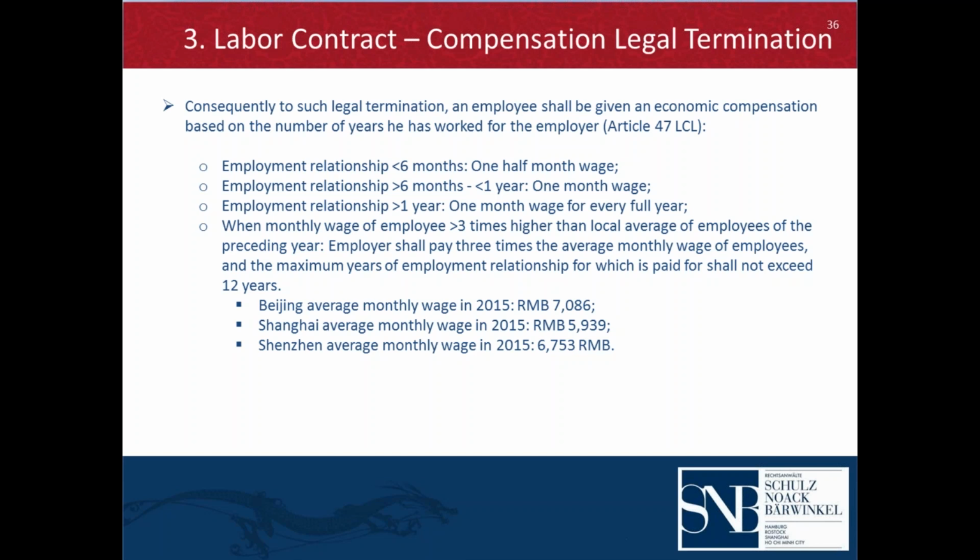We have here on the slide some examples of how much the average monthly salary was in 2015. You see Beijing 7,086, Shanghai 5,939, Shenzhen 6,753. So this you have to calculate 3 times.